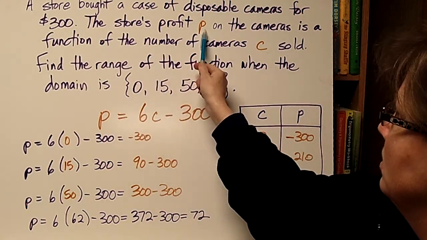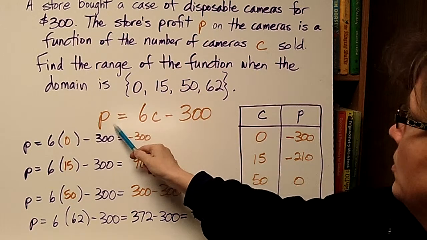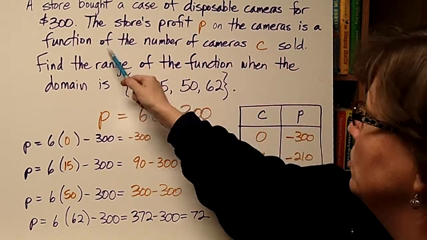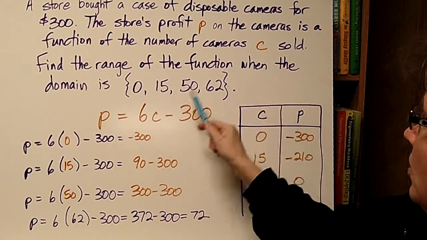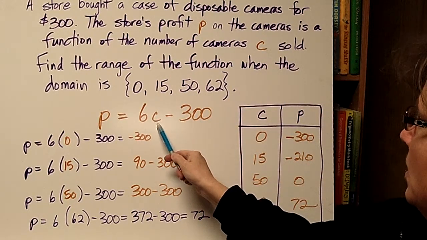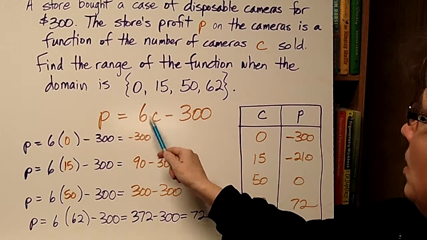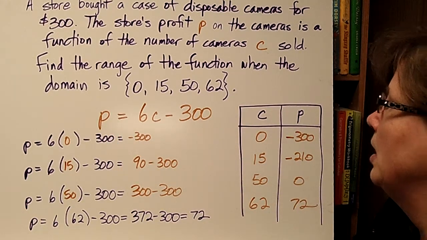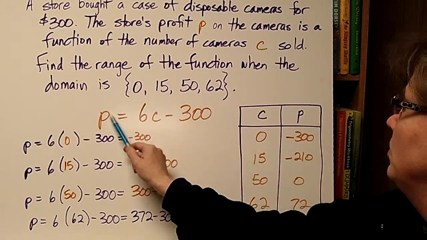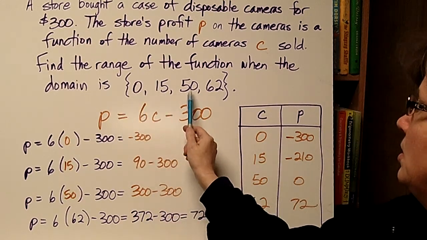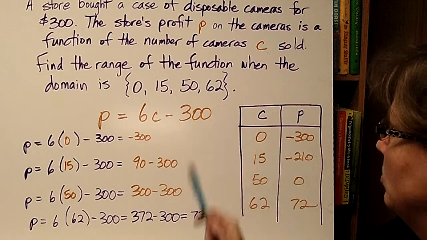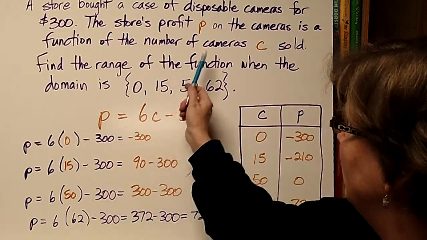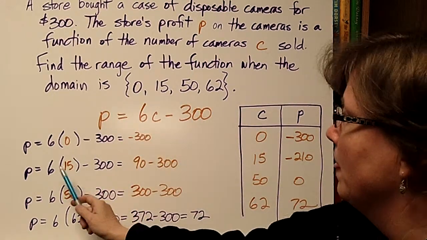Their profit is going to be based on this function. So the profit P on the cameras is a function of the number of cameras that are sold. So C will be our number of cameras sold. P is the profit. They're asking us here to find the range of this function when the domain is these values. So we're going to start by rewriting our function rule.